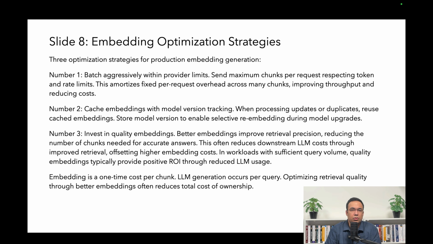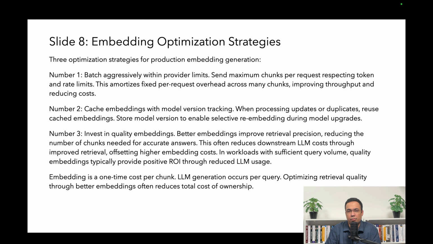In production workloads with sufficient query volume, the upfront cost of quality embeddings is typically recovered through reduced downstream LLM costs. Let me give you a concrete example. If upgrading from a basic embedding model to a high quality one costs you, let's say, an extra $5,000 upfront, but it reduces your LLM cost by, let's say, 10% through better retrieval, and you're spending, let's say, $10,000 per month on LLM calls, you break even in 5 months and save money continuously after that.